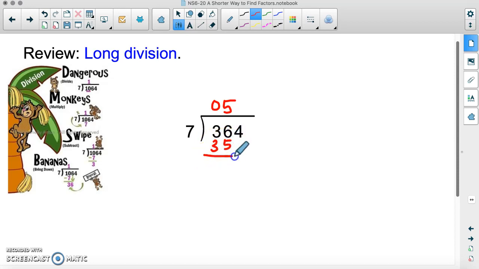Now, according to our acronym, I'm going to subtract. 36 minus 35 is equal to 1. And now I'm going to bring down the 4. How many times can 7 go into 14? We know that 7 times 2 goes into 14. So I'm going to put 14 here, and I'm going to subtract again. The answer is 0. So I know that 364 divided by 7 is going to equal 52, remainder 0.